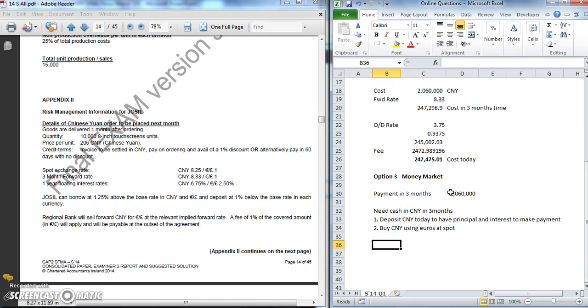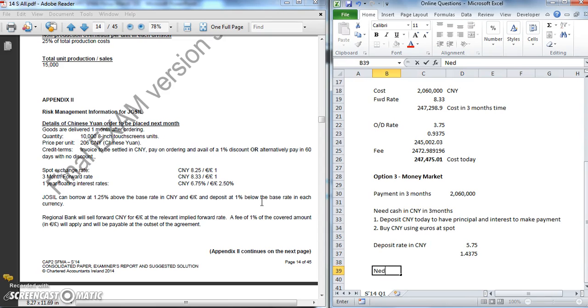So the first thing is, what is the deposit rate in Chinese yuan? Because we want to see how much we need so that we can earn interest for 3 months in China to make up some of that difference. We're told we can deposit at 1% below the base rate. So that's 6.75 minus 1, so we can deposit at 5.75% interest in China. On that basis, for 3 months, we can get a rate of 1.437.